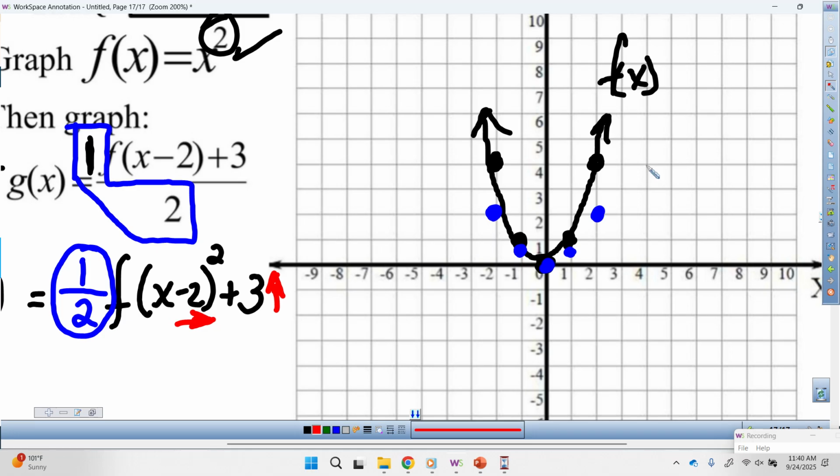Right 2, up 3 for each of these points, with the points cut in half. And the last one, right 2, up 3. And we label that g of x.